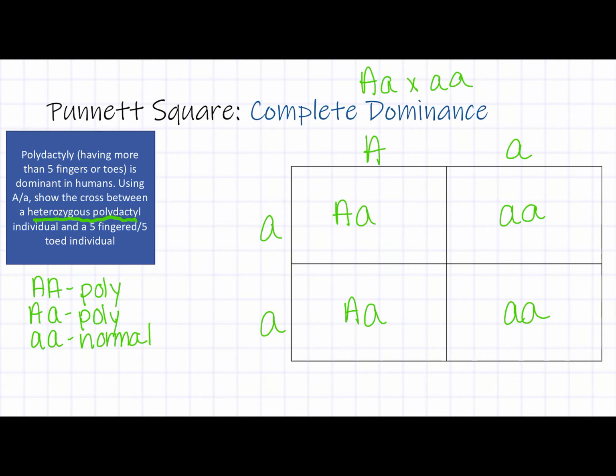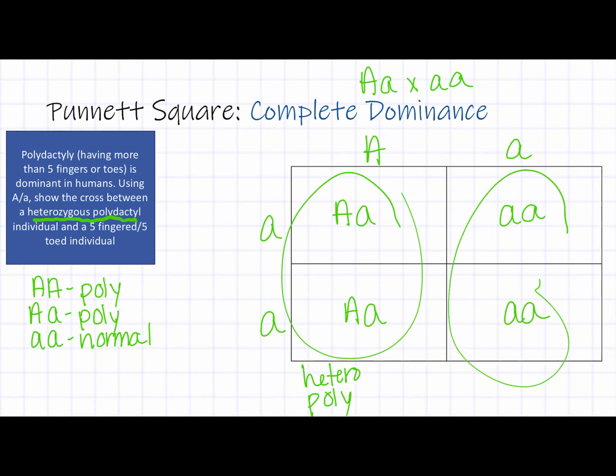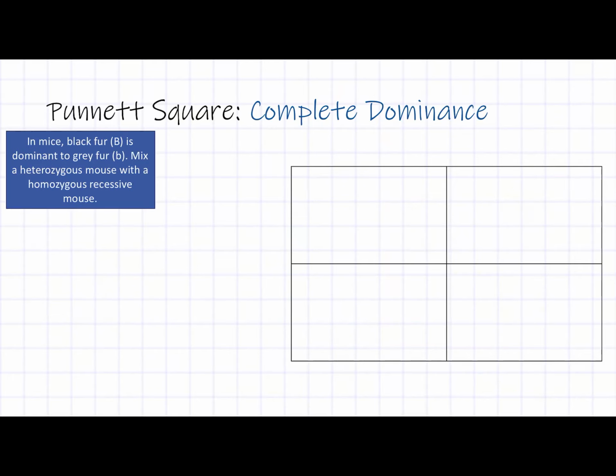Okay, so when we cross a heterozygous individual and a homozygous recessive, we get 50% hetero, who are also polydactyly. So heterozygous is their genotype, polydactyly is their phenotype, and we get 50% normal, 5 fingers, 5 toes, homozygous recessive. Try one more, this one in mice.